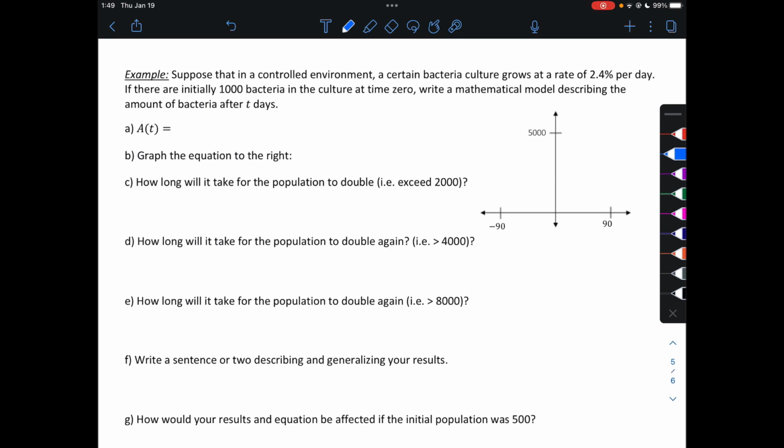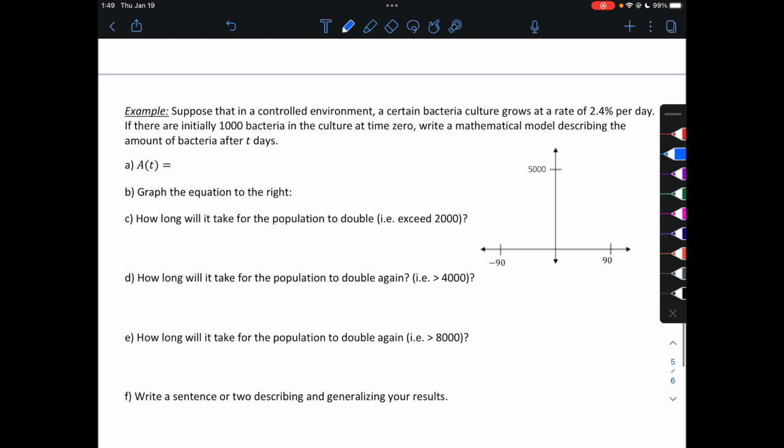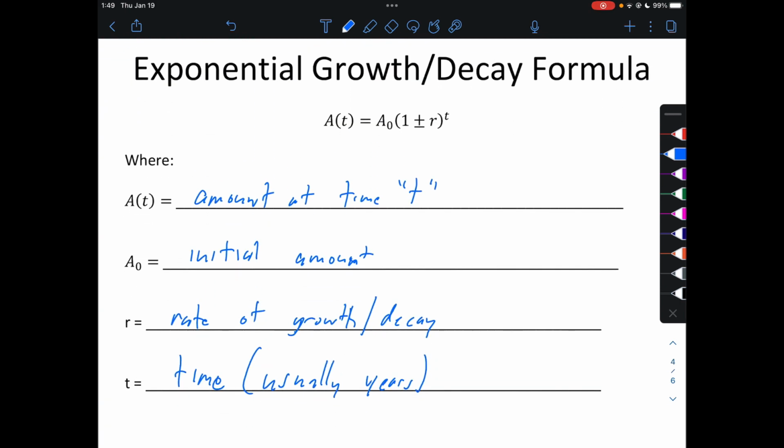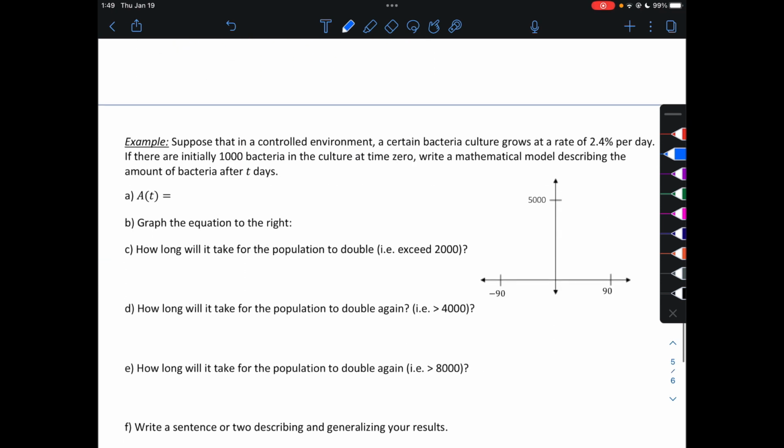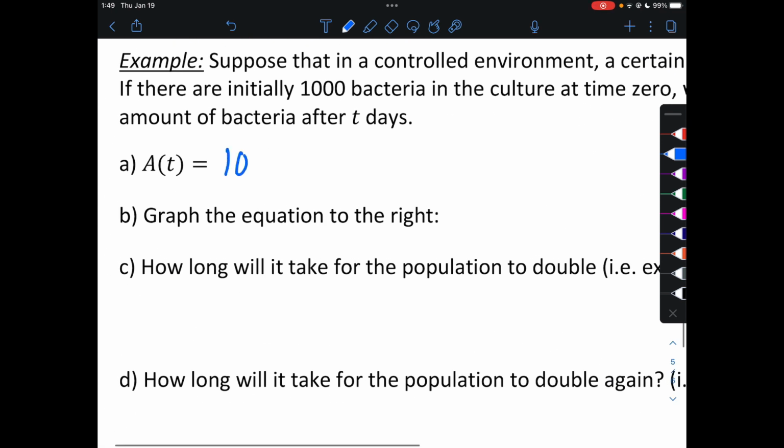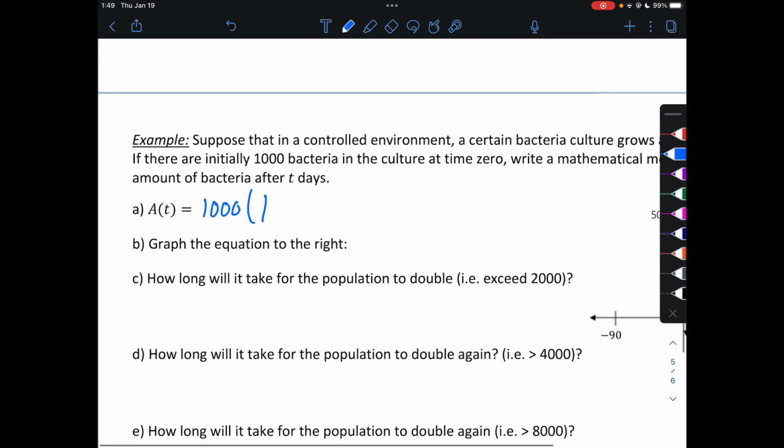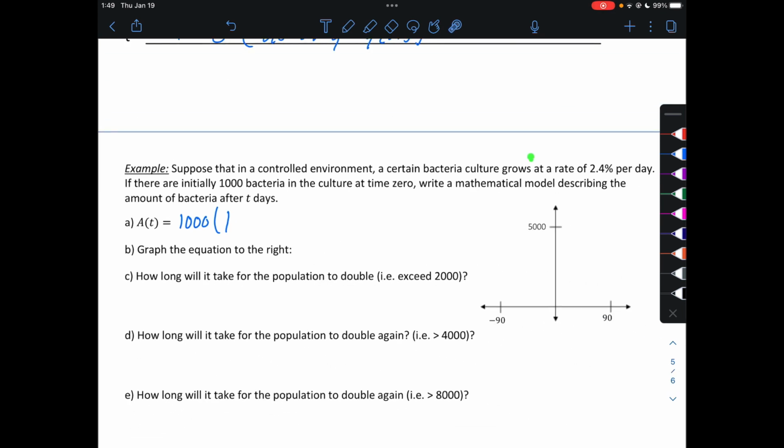All right, so our first example with this: suppose in a controlled environment, a certain bacteria culture grows at a rate of 2.4% per day. There are initially 1,000 bacteria in the culture at time 0. Write a mathematical model describing the amount of bacteria after t days. All right, so we're going to use this right here: A sub 0 times (1 plus or minus r) to the t. A sub 0 is 1,000. That's how much we start with. It is growing, so it's plus. And we don't want to put 2.4. We want to put 0.024. I'm going to change that to a decimal, to the t.